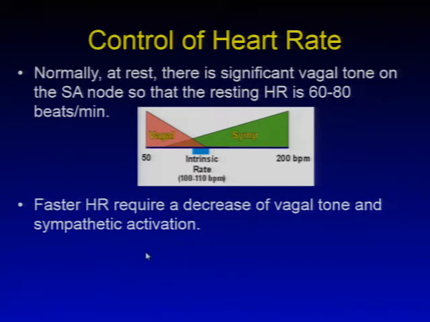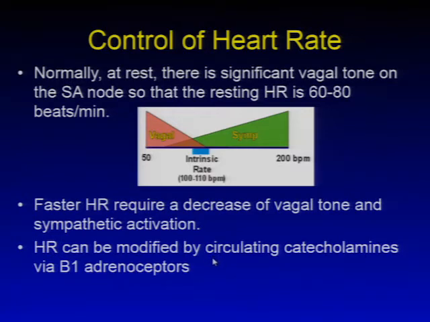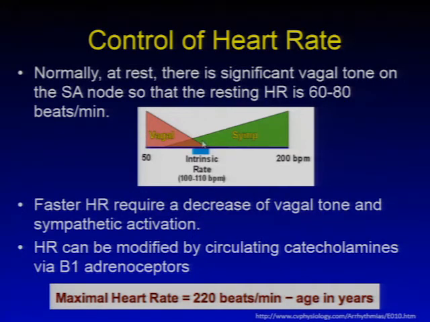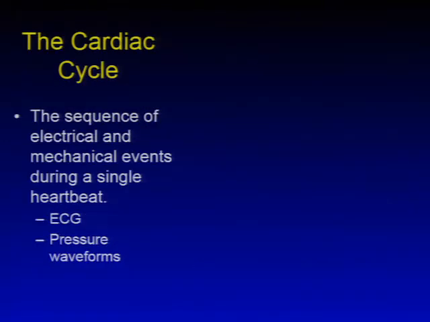Faster heart rates require a decrease of vagal tone along with sympathetic activation. The heart rate can also be modified by circulating catecholamines via beta-1 adrenoreceptors. And typically, the maximum heart rate that you would expect any patient to achieve is 220 beats per minute minus their age in years. So the cardiac cycle, we talked a lot about the electrical sequence of events.